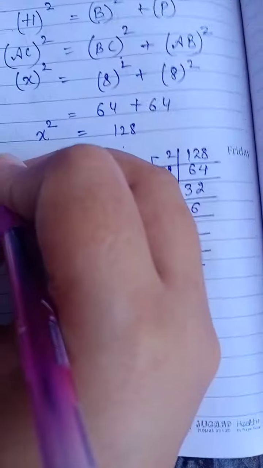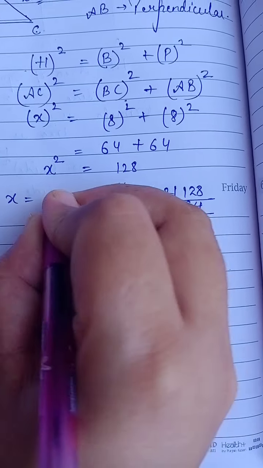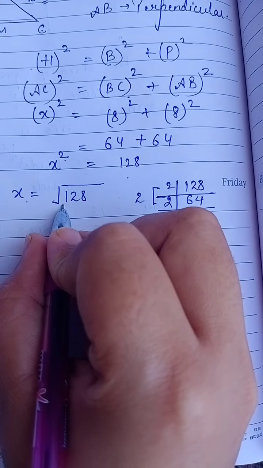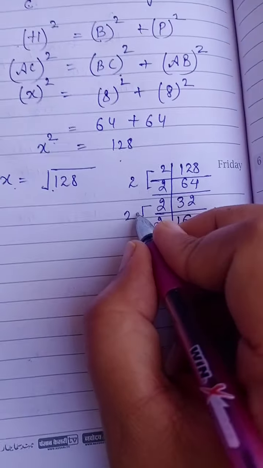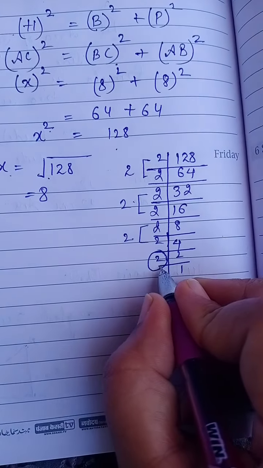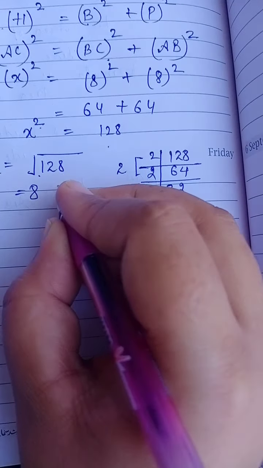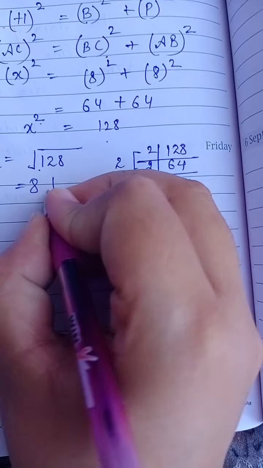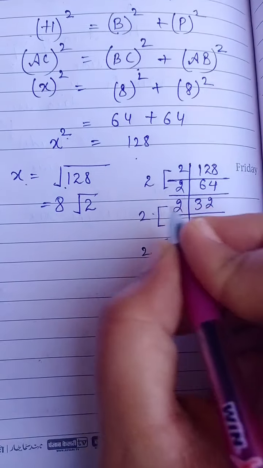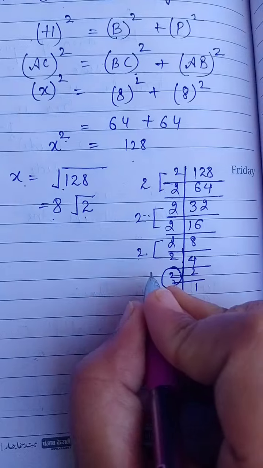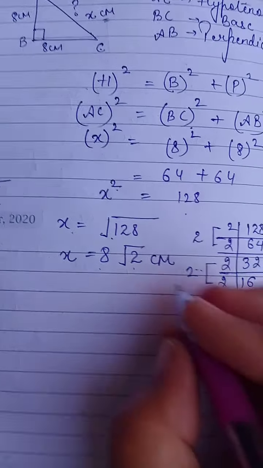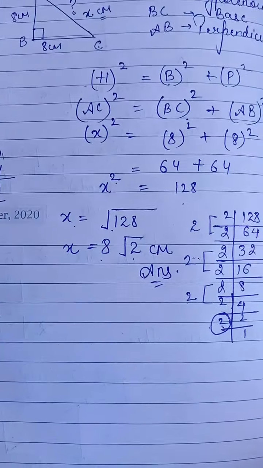Okay, bacha? So simple. x equals, we take the root, so 2 2s are 4, 4 2s are 8. What is left here, beta? Only 2. A single 2 is here, so we write it under root 2. So this is 2 2s are 4, 4 2s are 8. 8 root 2 centimeters is our side. This is your answer.